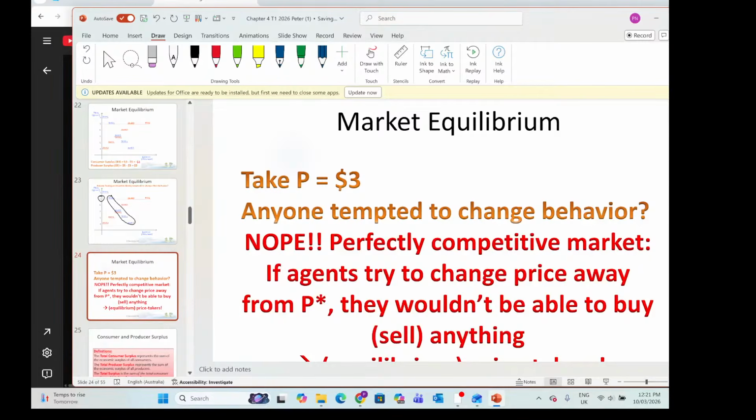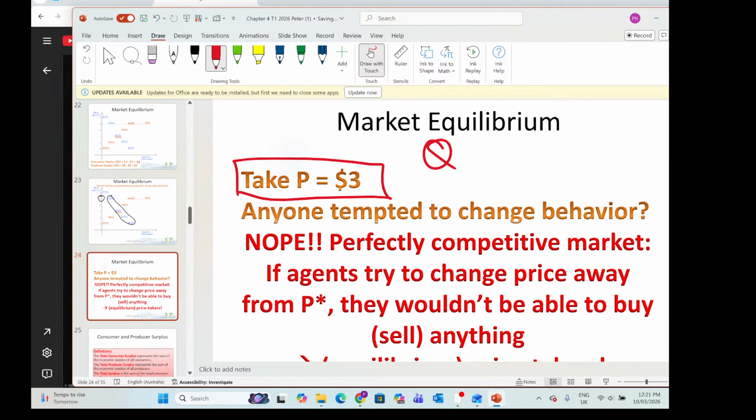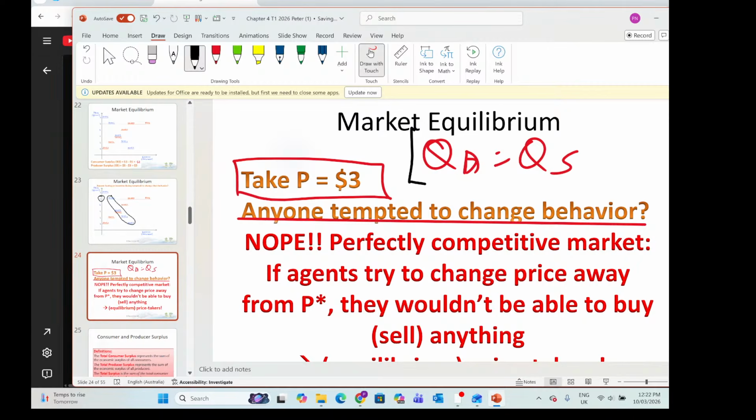this point where at the $3, the quantity demanded equals the quantity supplied. Quantity demanded equals quantity supplied, and at that point, no one is dropping in. No one is dropping into the market. No one is dropping out of the market at that point. And therefore, we'd say that the quantity demanded and the quantity supplied are equal, and they are also stable.